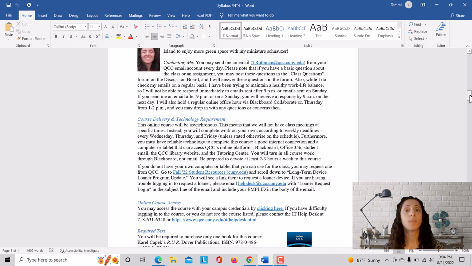Also, while I do check my emails on a regular basis, I've really been trying to maintain a healthy work-life balance, which is hard to do when you're teaching online classes, but I've been trying. So the way I've been trying to do this is by going to bed at an early hour. If you send me an email after 9 p.m. or if you send me an email on a Sunday, I will not be able to respond immediately.